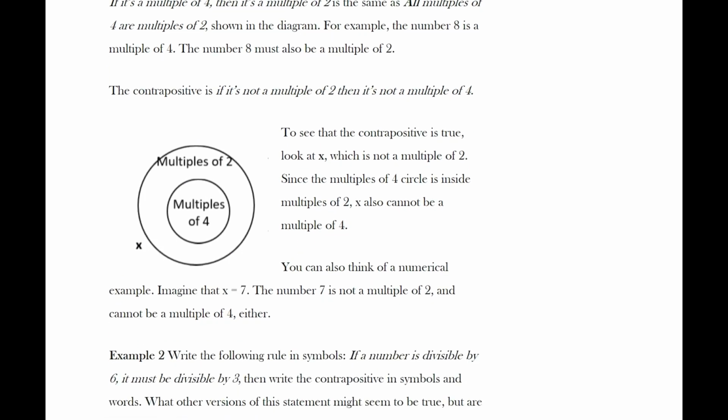Now try another one. If a number is divisible by 6, it must be divisible by 3. So what I'd like you to try doing is to write the contrapositive in symbols and in words. And if you didn't pause the video last time, really pause the video this time and rewrite it using the contrapositive and think about all those other possible not statements and how you might think they're true, but they're not. That the only one that is true is the real contrapositive. So pause the video.